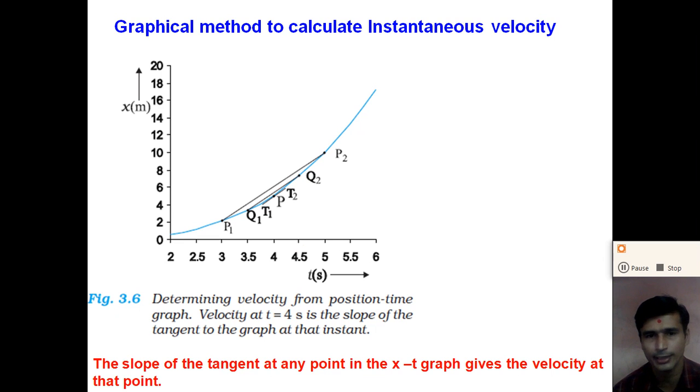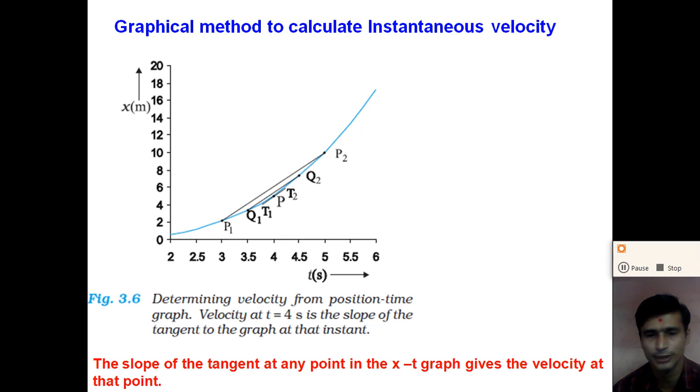second. Now take a time interval t equal to 4 second and t equal to 4.00001 second and draw a line at t equal to 4 second. It intersects the curve at t equal to 4 second at one point and it is called the tangent to the curve. So the velocity at t equal to 4 second is the slope of the tangent to the graph at t equal to 4 second. So the slope of the tangent at any point in the x-t graph gives the velocity at that point, right?